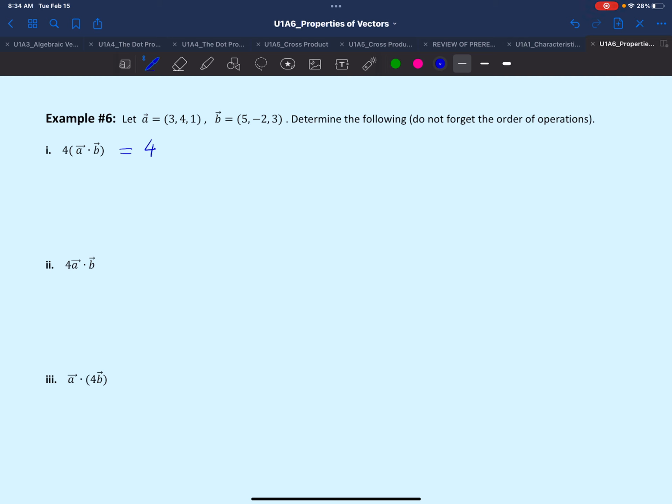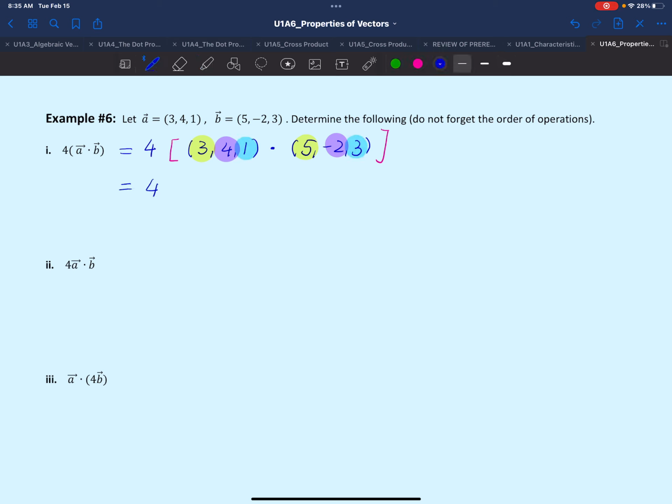As you can see, we have brackets around A dot B, and this suggests that we have to find A dot B first. So I'll write the coordinates of A, 3, 4, and 1. Coordinates of B, 5, negative 2, and 3. And I will close the brackets. Remember that when we dot product vectors, we multiply the respective coordinates and we add them at the end. So the x with the x, the y with the y, and the z with the z.